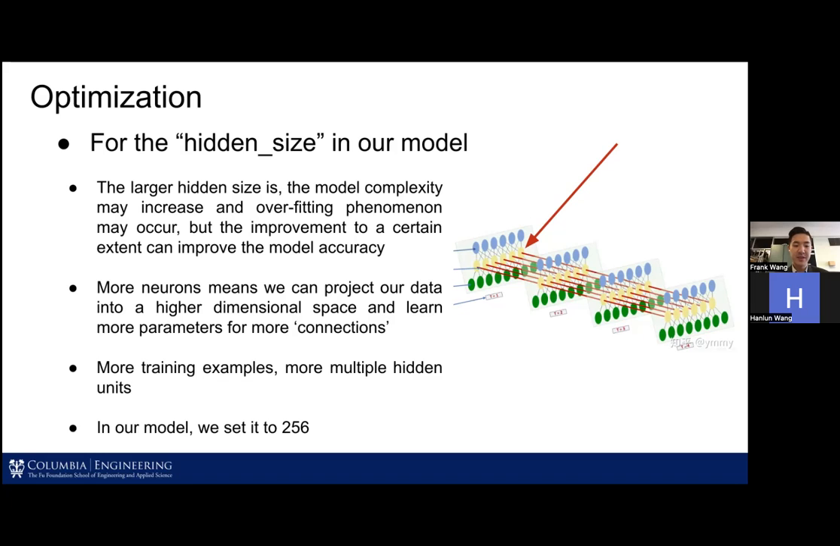This really depends on experience. More neurons means that we can project our data into a higher dimension space and learn more parameters from the connections between the neurons. Generally, if we have more training examples, we add more hidden units, which is the hidden size. As I said, there's no specific rule, but in our model, we set it to 356, and we want to evaluate our new model.